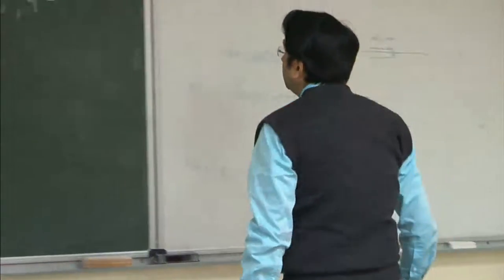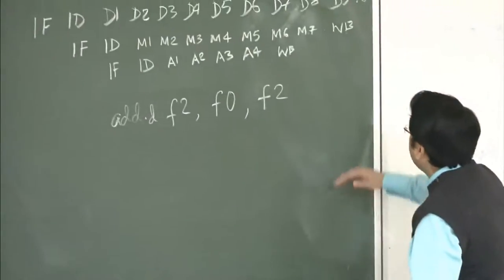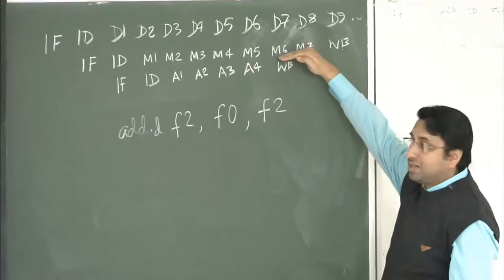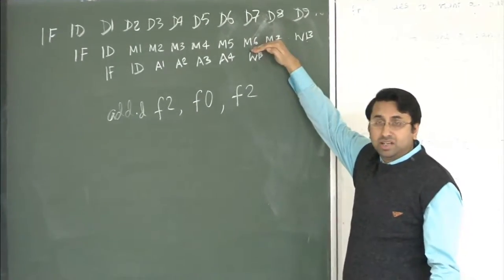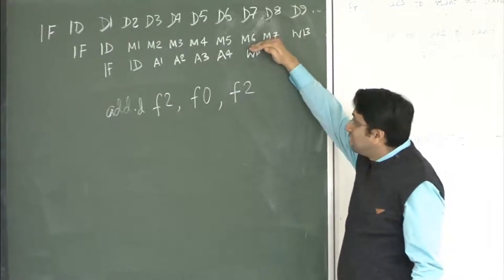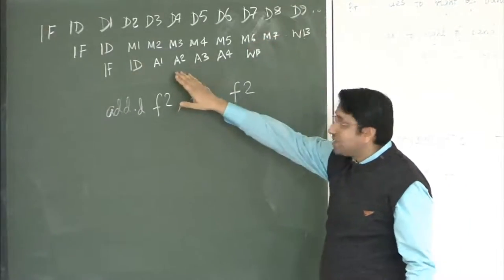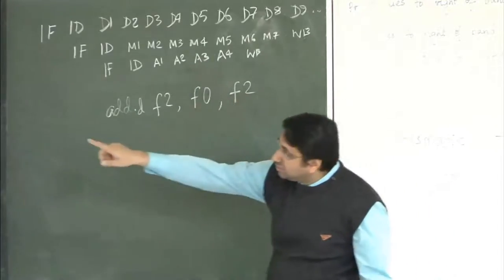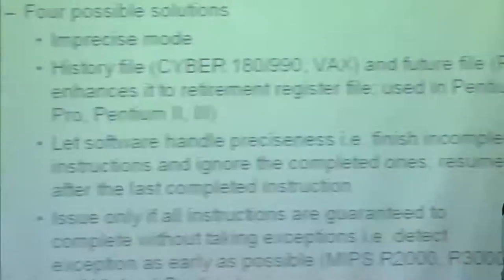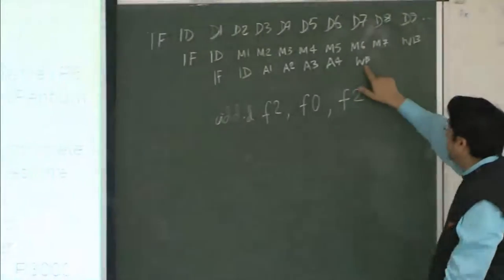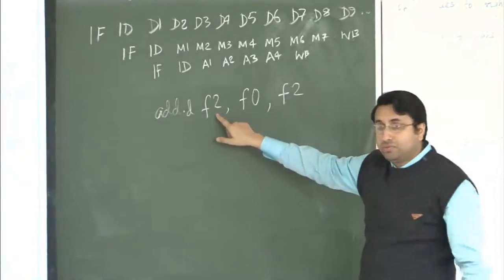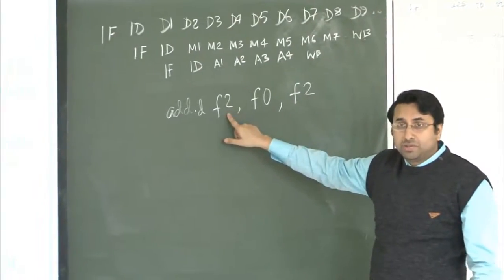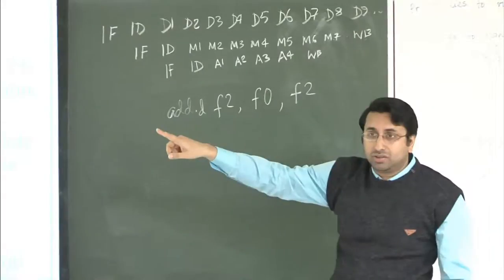So, see, the point of precise exception is that I don't want anything to be modified after this, if the multiplication is taking an exception. Okay, so whatever register this add instruction is written to must be recovered now. And that's what you use the history file for. Before you allow this instruction to write to F2, you actually save the previous value of F2 in the history file.